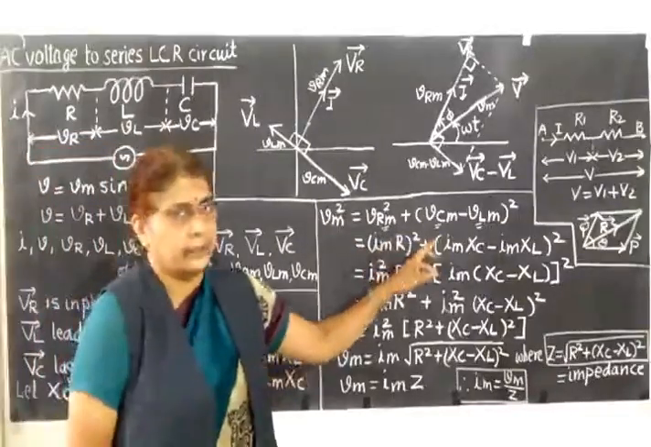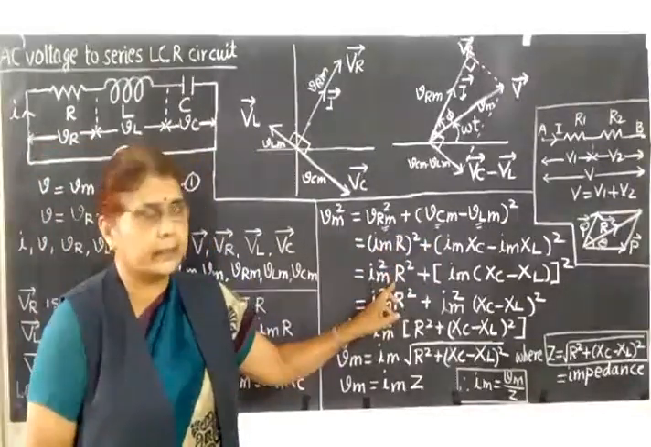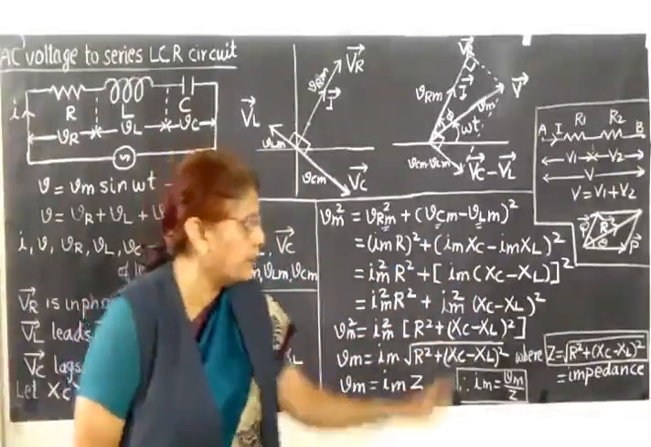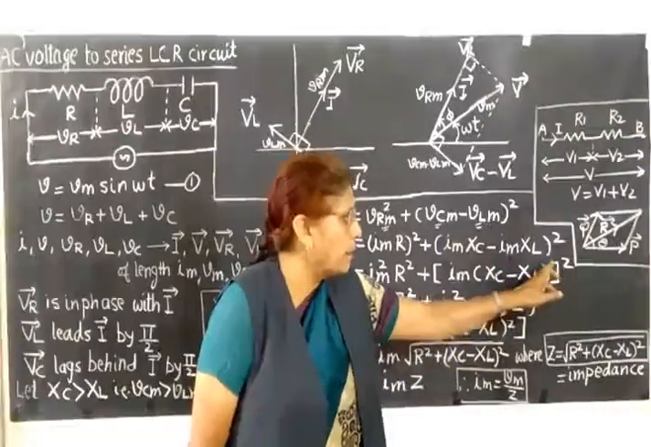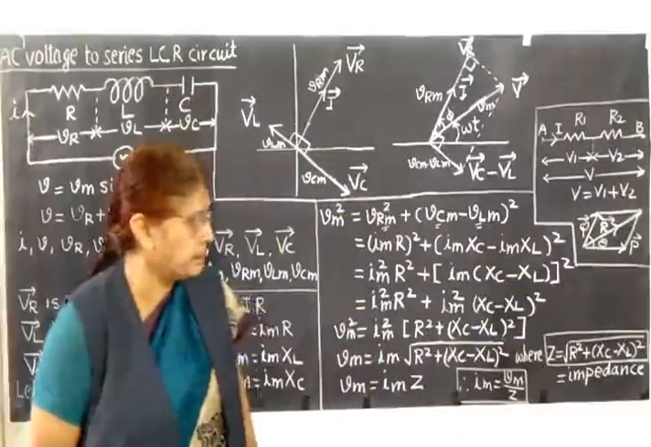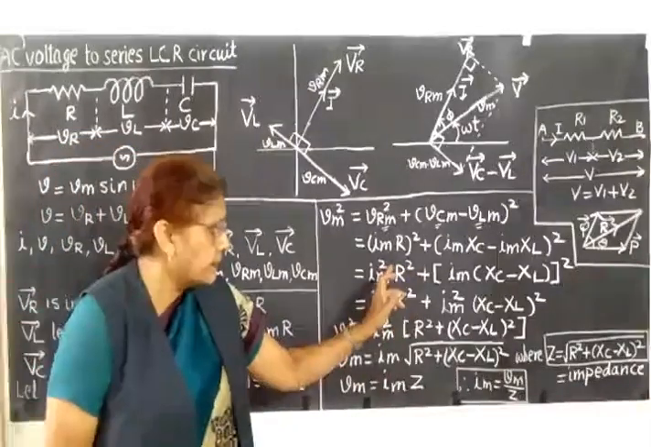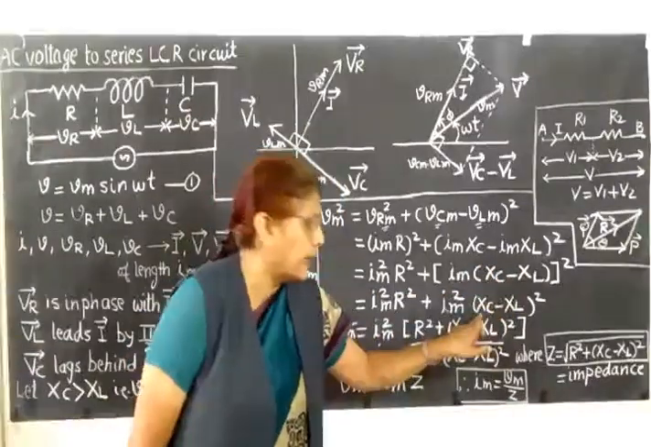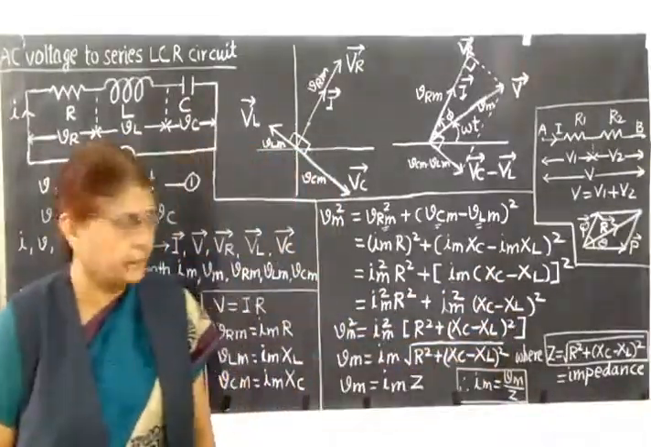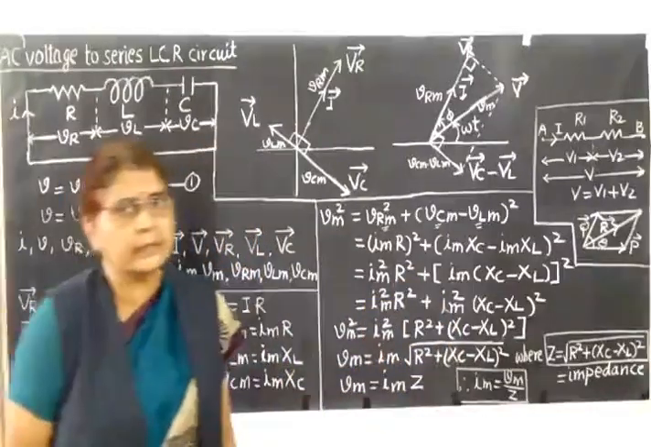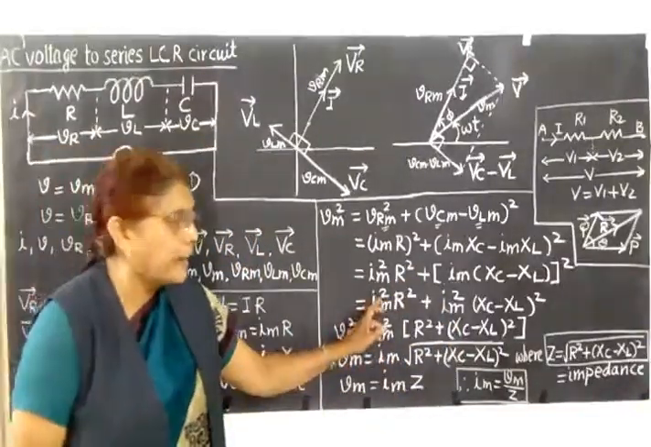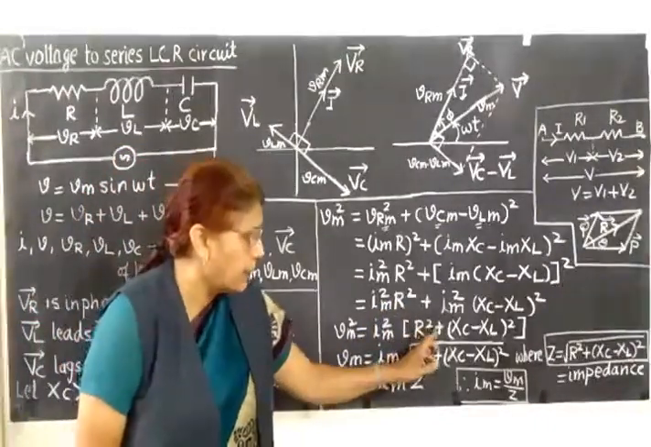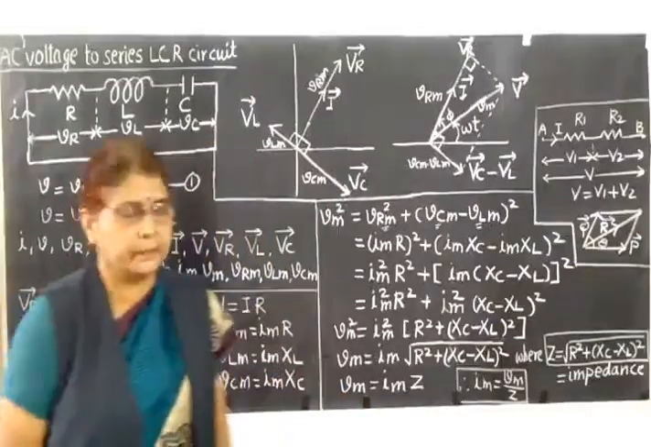Now let us square this term. So it is Im square R square. Now in these two terms Im is common, so I have taken Im outside. What remains here is (Xc minus XL) and the bracket completed, whole square. Now let us square this also. This as it is. Here we shall square Im square and then this bracket square, that is (Xc minus XL) whole square. Now observe these two terms. What is common in these two terms? Im square is common, so Im square outside. What remains here is R square plus (Xc minus XL) whole square.